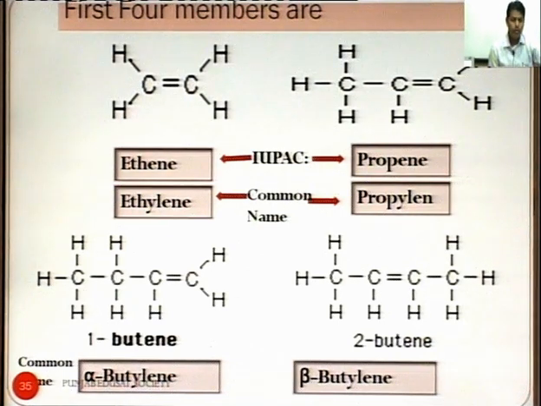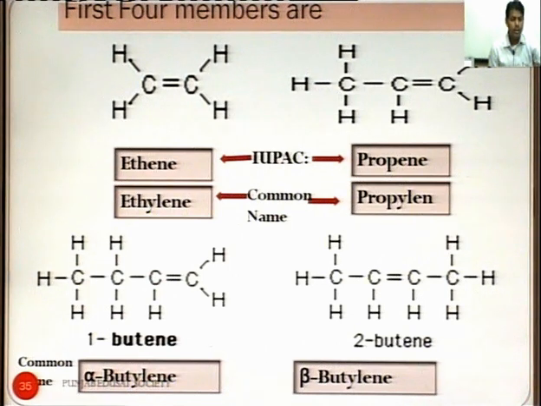So, of the 4 bonds of carbon, one is a double bond and the rest of the 2 bonds are saturated with hydrogen. So, the IUPAC name is ethene and the next member is propene. Common names are ethylene and propylene. The next member is butene: 1-butene and 2-butene.